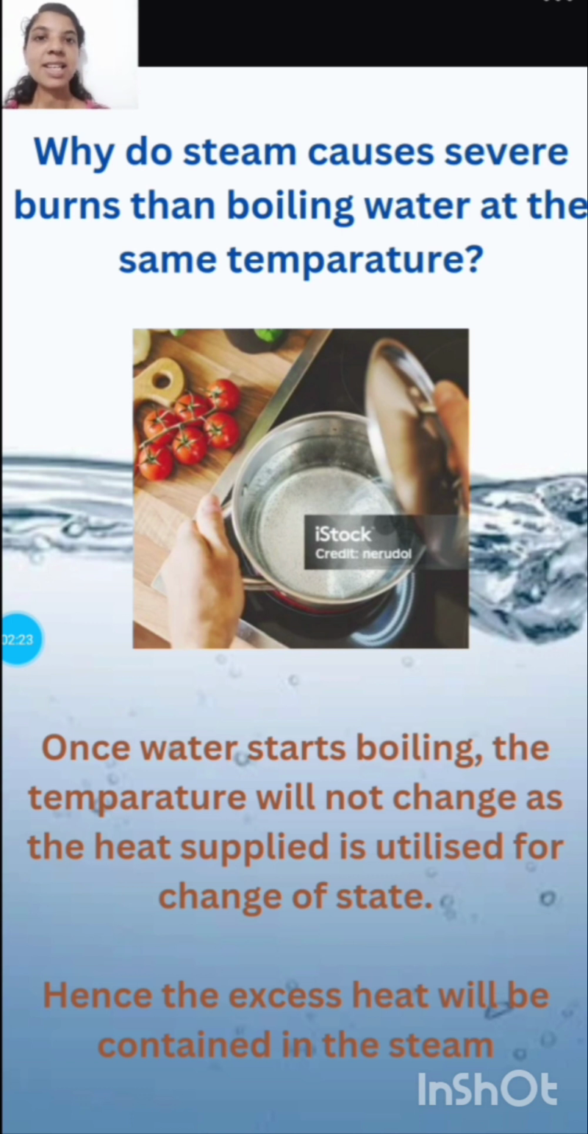This extra heat is utilized for converting water into water vapor, that is, change of state. So the steam contains this extra heat, which is its latent heat of vaporization, and this is why steam causes more burns compared to boiling water at the same temperature.